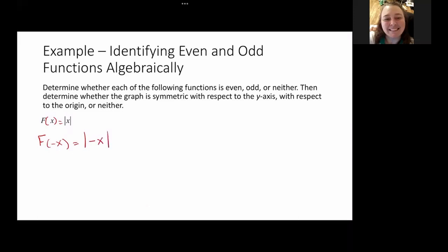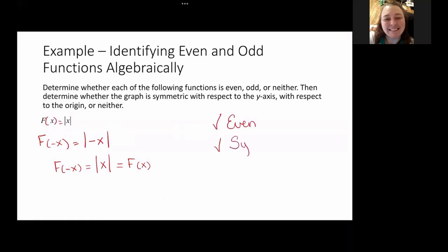Now, what does absolute value do? Absolute value is going to wipe out whatever sign is in the front and always make it positive. So it doesn't really matter. In essence, f of minus x is always going to be equal to the absolute value of x, right? Because it doesn't matter whether you have a negative or a positive in front, it's always going to come out the same. That is equal to our f of x, okay? If f of x is equal to f of negative x, we are going to say it is even.